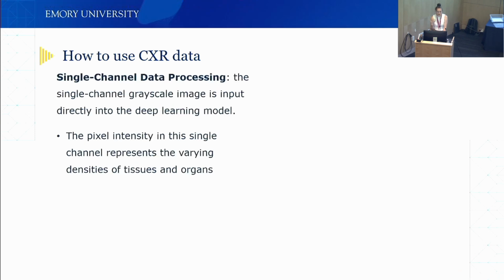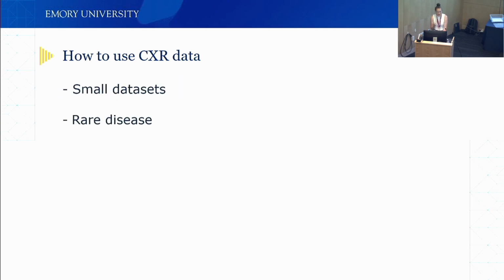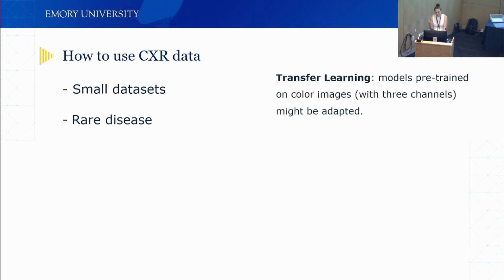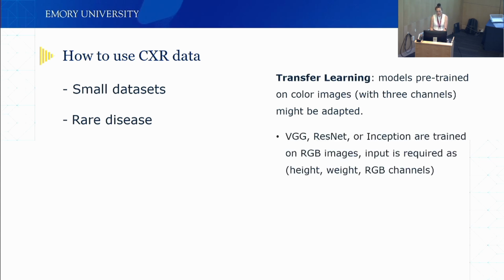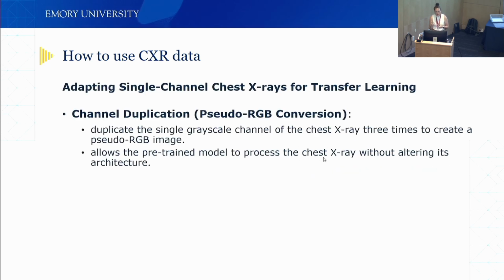So you can do single channel data processing. You can build your algorithm to work with intensity. But when you have small data sets or rare diseases, very often transfer learning is used. A lot of the bigger models are pre-trained on RGB 3-channel images, so you might need to adapt that. So VGG, ResNet, Inception, they all use RGB channels as input.